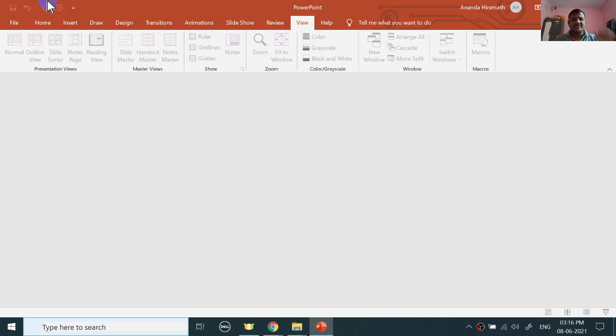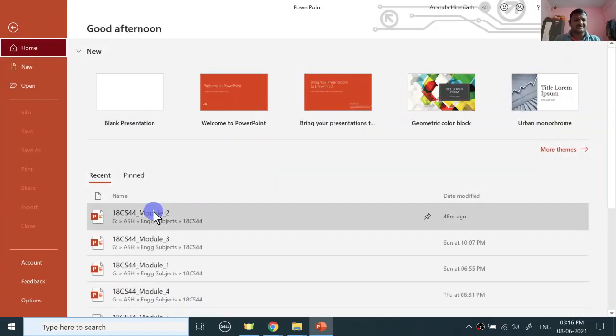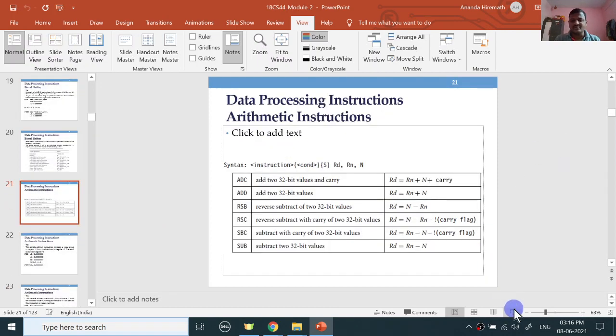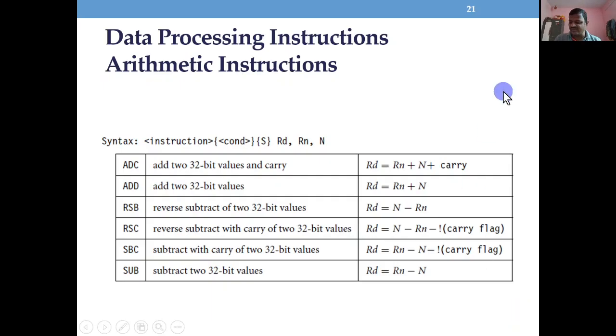Okay, fine. Now we'll discuss the working of each instruction one by one. The first one is the syntax. If you look into the syntax, the instruction can be any one of these. This is the condition, nothing but we can use conditional branch instruction, or we can say the branch instruction suffix, you can use it.